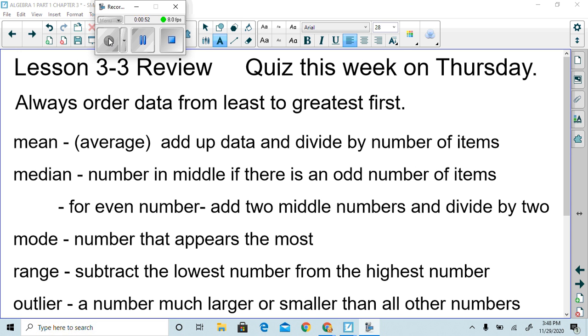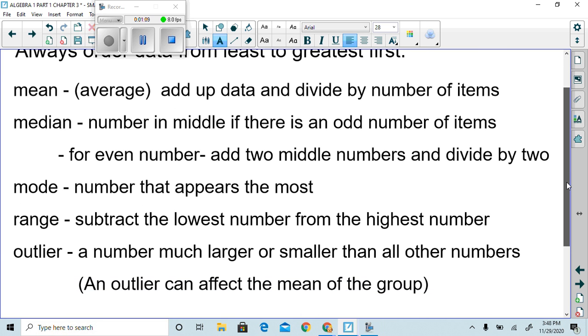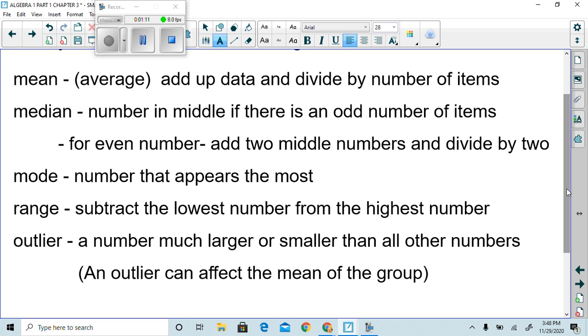So once again, when you order them from least to greatest, if it's an odd number of data items, it'll be the number right in the middle. However, if it's an even number of data items, you'll just add those two centered numbers and divide by 2, remembering to first order them in ascending order. Mode. The word mode means the number that appears most in the data. We had found out that we could have one mode, more than one mode, or no mode at all.